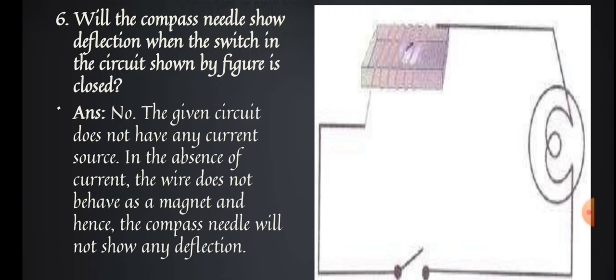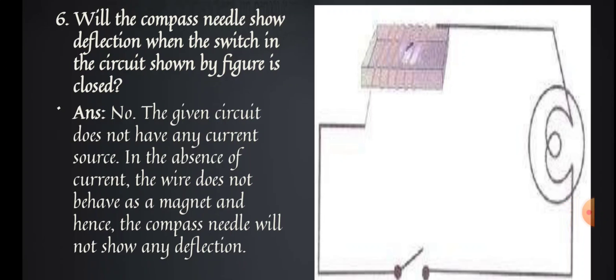Once the switch is in the on condition, will the bulb glow or not? Will the magnetic needle show some deflection or not? Let's observe this. For an ideal circuit, there must be 3 conditions. The first one is there must be an input source. Second, there must be an output source. Third, there must be a complete path for the flow of electric current.